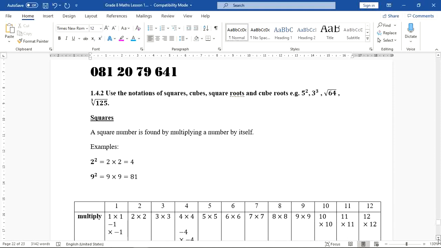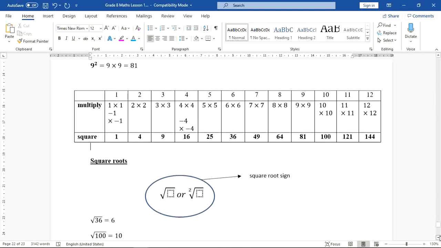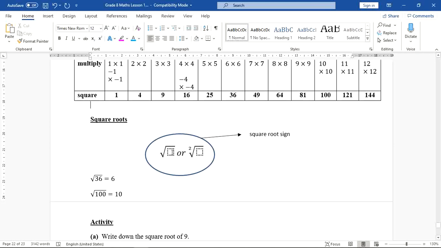Remember the first 12 square numbers. To get the first square number, you multiply 1 by 1, to get 4 it is 2 by 2, and it goes on up to 12 times 12, which is 144. So these are the square numbers, and these are the square roots. The square root of 81 is 9. The square root of 100 is 10. The square root sign can have a 2 here, or just nothing without a 2. The square root of 36 is 6. The square root of 100 is 10.